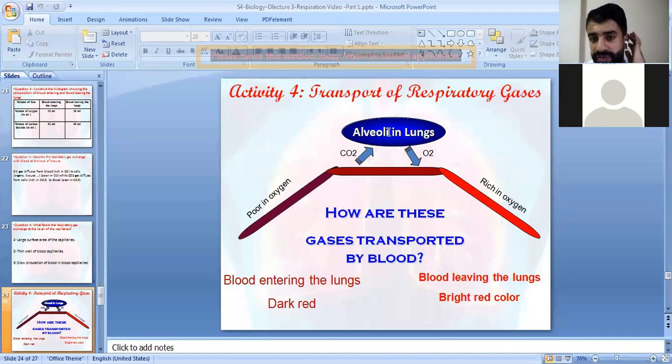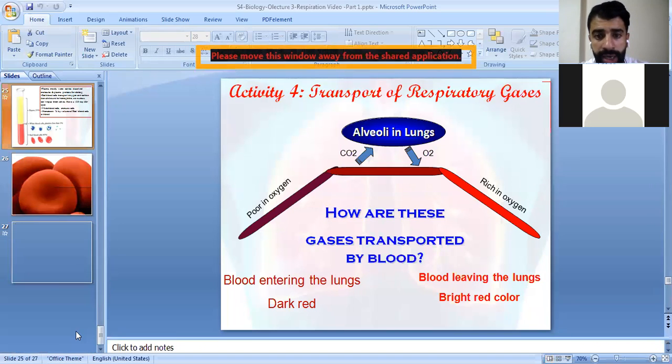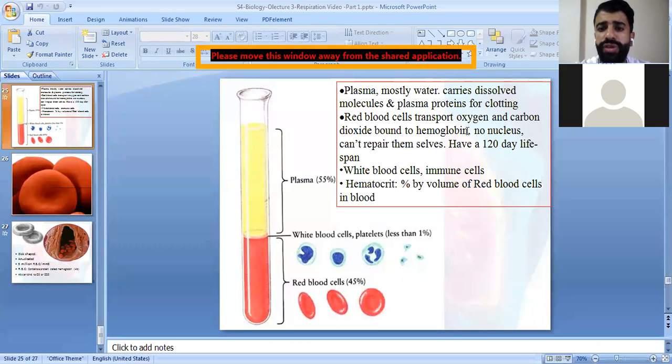Oxygen gas diffuses from the lungs, medium rich in oxygen, to the blood, medium poor, while carbon dioxide diffuses from the blood, which is medium rich in CO2, to the lungs, which is poor in CO2. You have to know that the blood is composed of plasma, white blood cells and platelets, and red blood cells. Plasma, mostly water, carries dissolved molecules and plasma proteins for clotting.